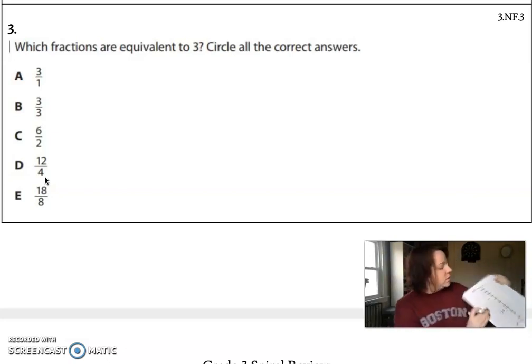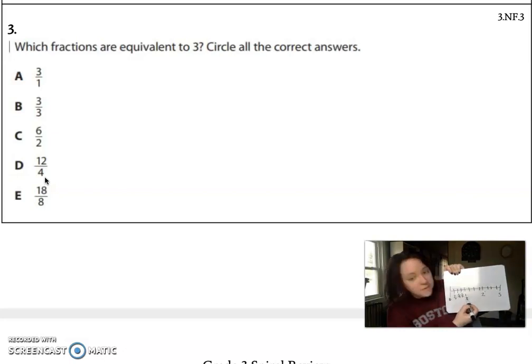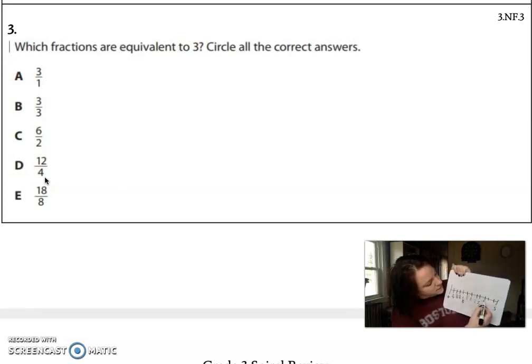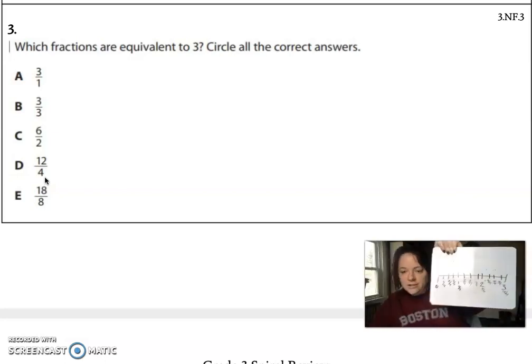Okay, so we have 0, we have 1/4, 2/4, 3/4, 4/4, 5/4, 6/4, 7/4, 8/4, 9/4, 10/4, 11/4, and 12/4. So 12/4 is equal to 3.